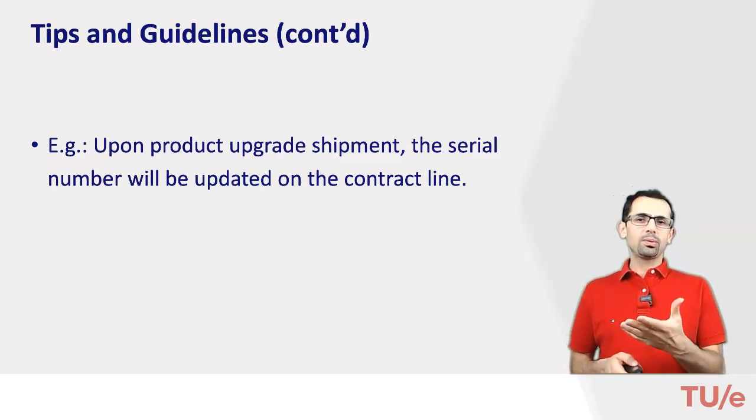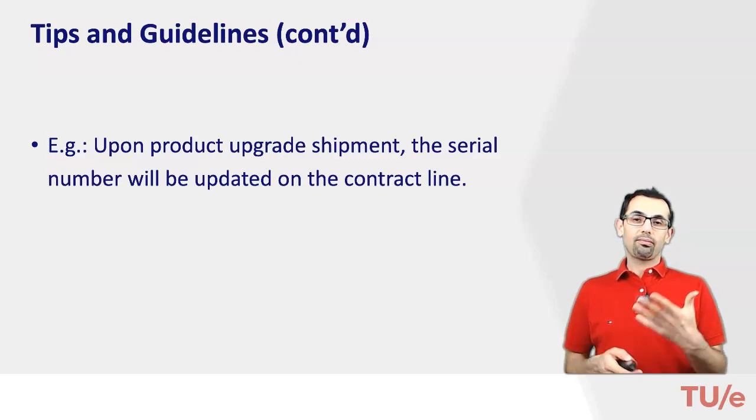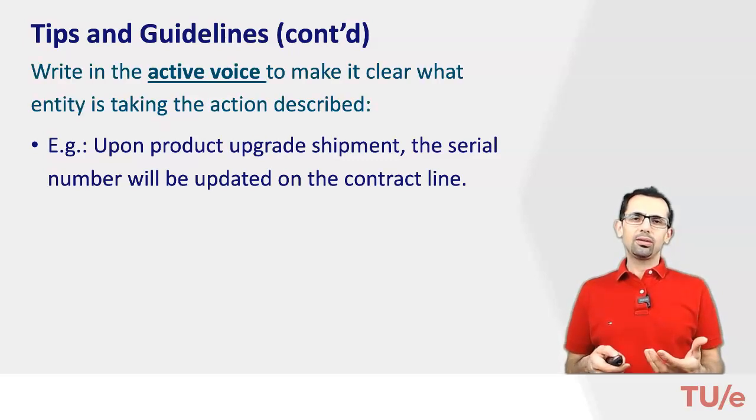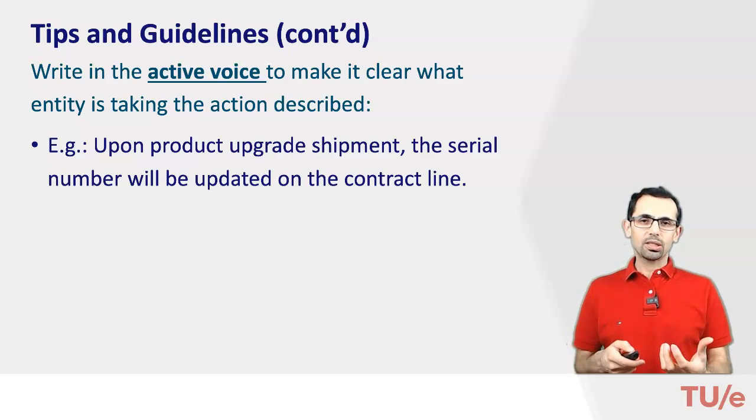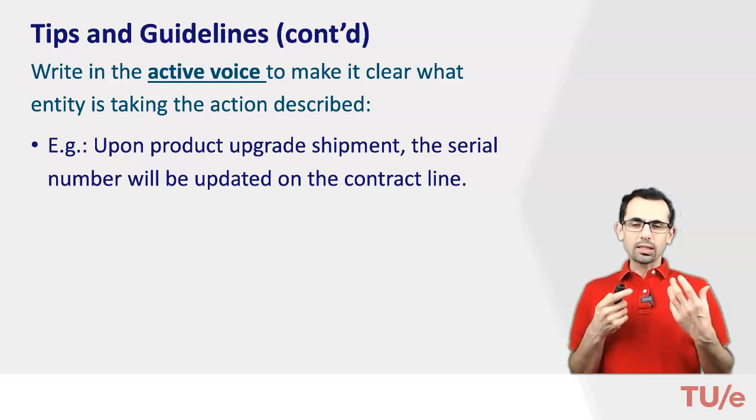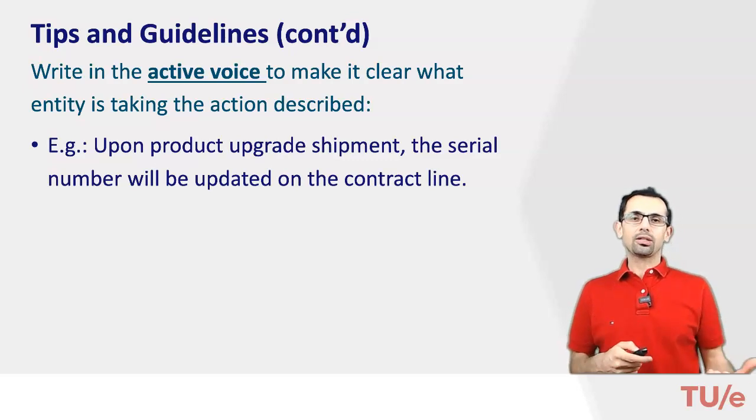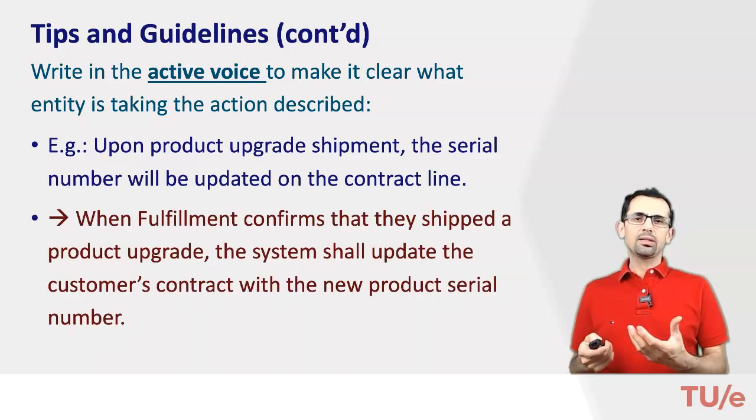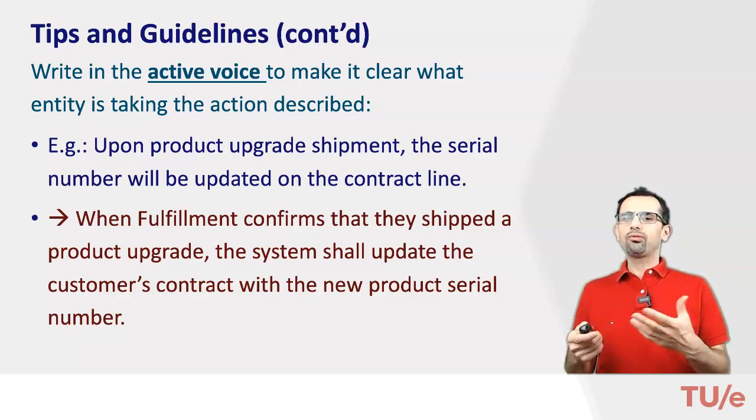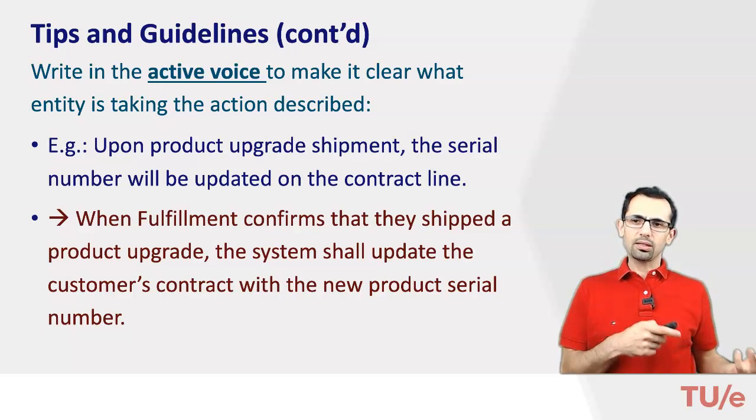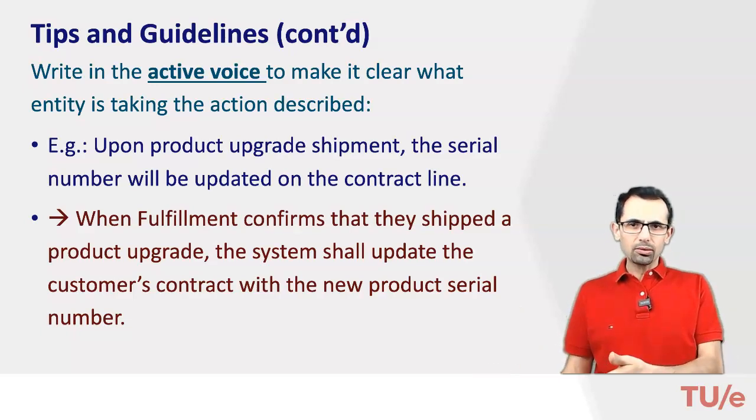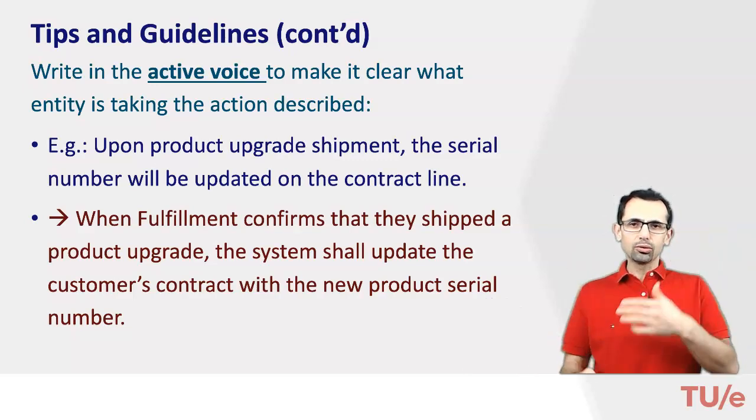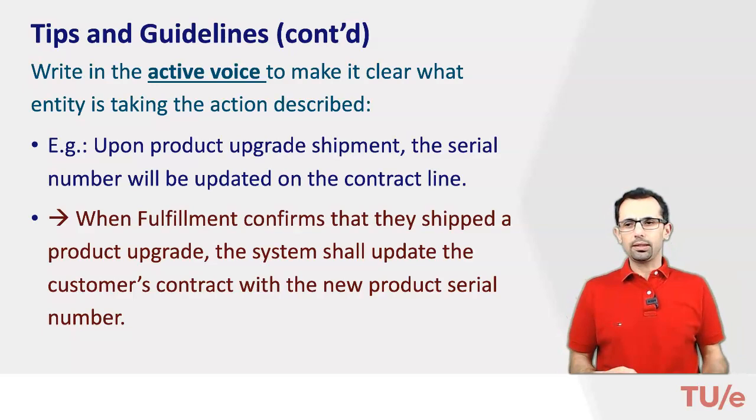What is the problem here? The problem is that we use passive voice, and passive voice is not a good idea in writing requirement statements. You have to use active voice to make it clear what entity is taking the action. In this case, you should rather write: when fulfillment confirms that they shipped a product upgrade, the system shall update the customer's contract with a new product serial number. That shows who has to do what. Is it the system doing it automatically, or the actor using the system? It needs to be clear. Another one.